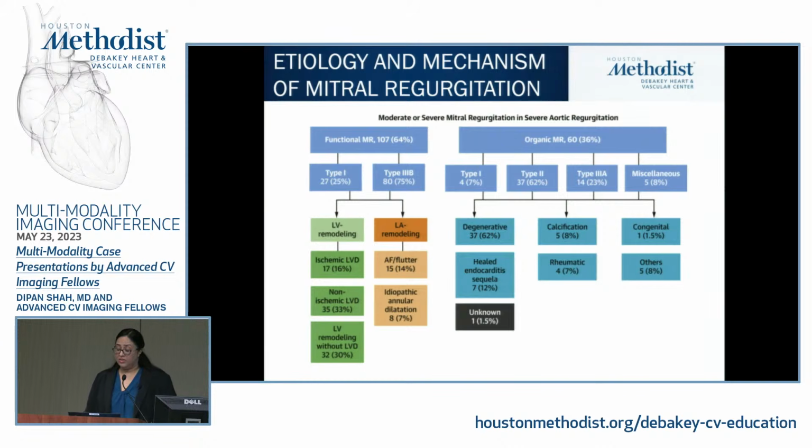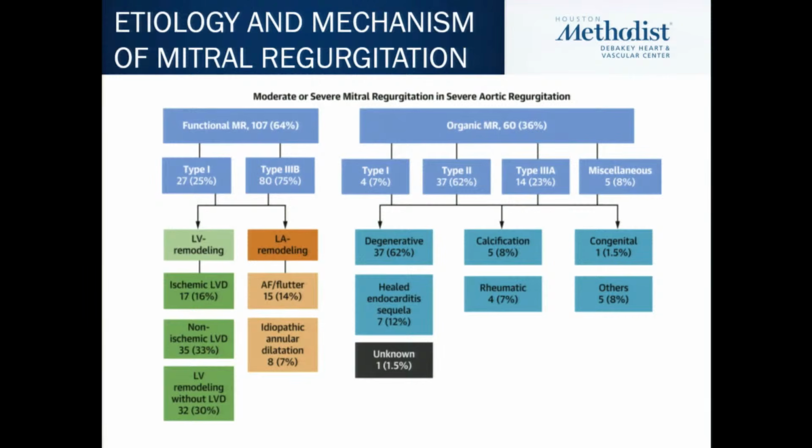This was, again, a study from the Mayo Clinic which looked at the etiology and mechanism of mitral regurgitation in patients with moderate to severe aortic regurgitation. And what we see here is of the 167 patients having AR plus greater than or equal to moderate MR, 107 of them had functional MR, so the majority, 64%, was functional, and 36% was organic.